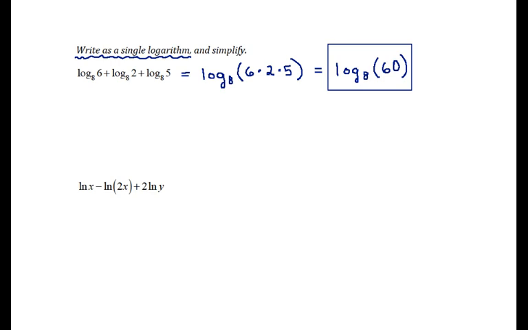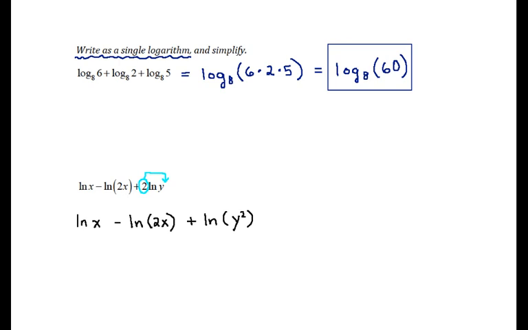What I'm going to choose to do is resolve the 2 first. It's not going to be 2 times a log if I use property 4 and move it up into the exponent. So I'll rewrite this whole expression as the natural log of x minus the natural log of 2x plus the natural log of y squared. Now I have an expression that is just sums and differences of logarithms.